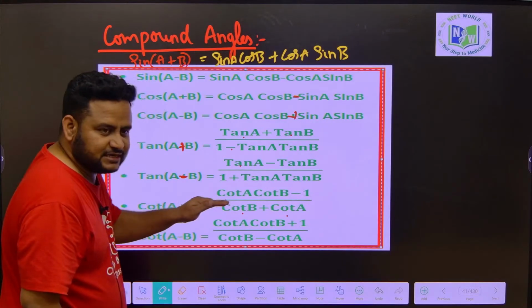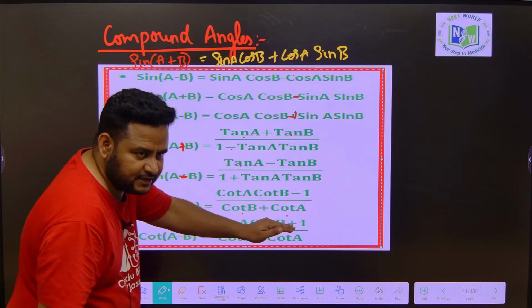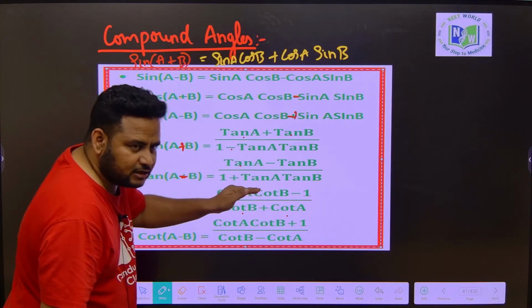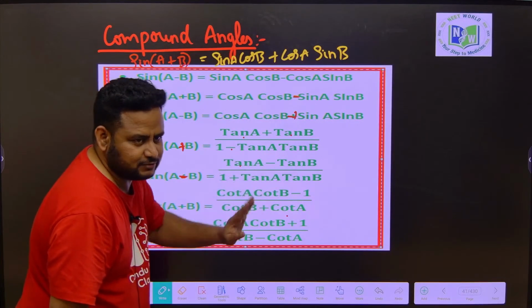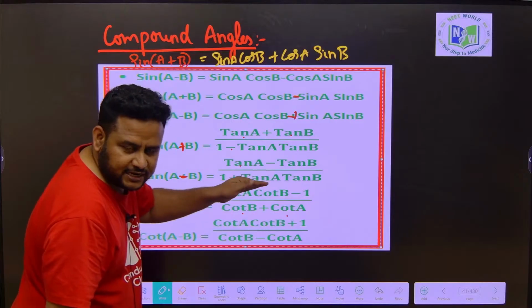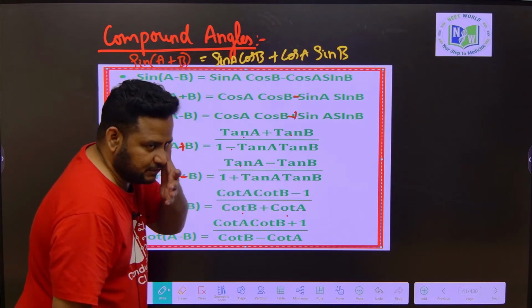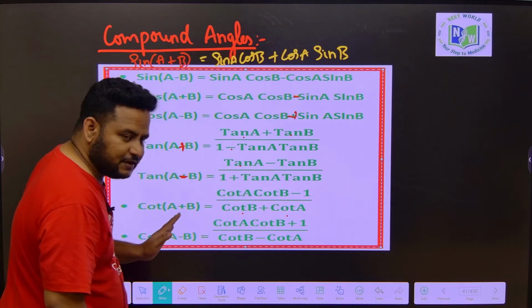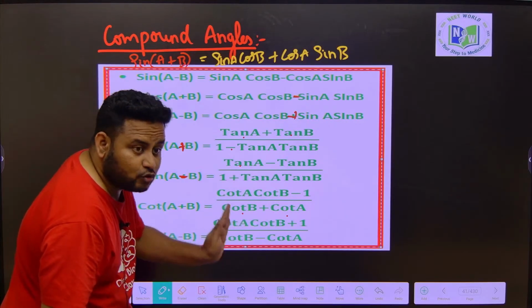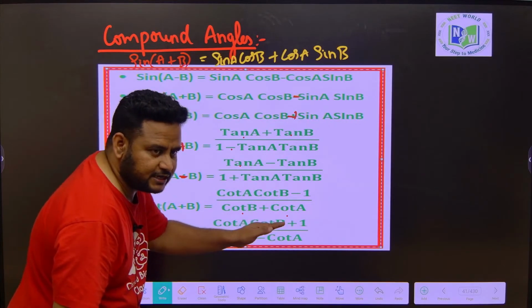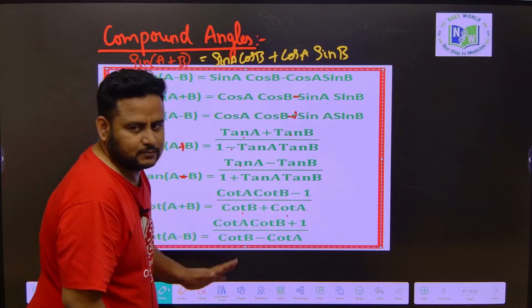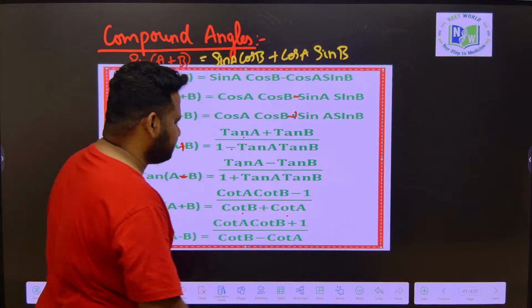Cot of A plus B is cot B plus cot A in the denominator, in the numerator we will have cot A cot B minus 1. Similarly, cot of A minus B: in the denominator what you will have? Cot B minus cot A, in the numerator we will have cot A cot B plus 1. Got it? It is plus 1.